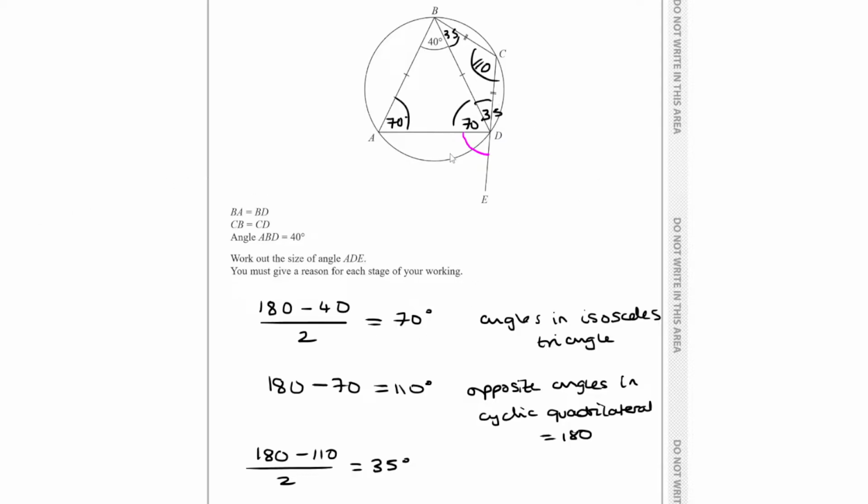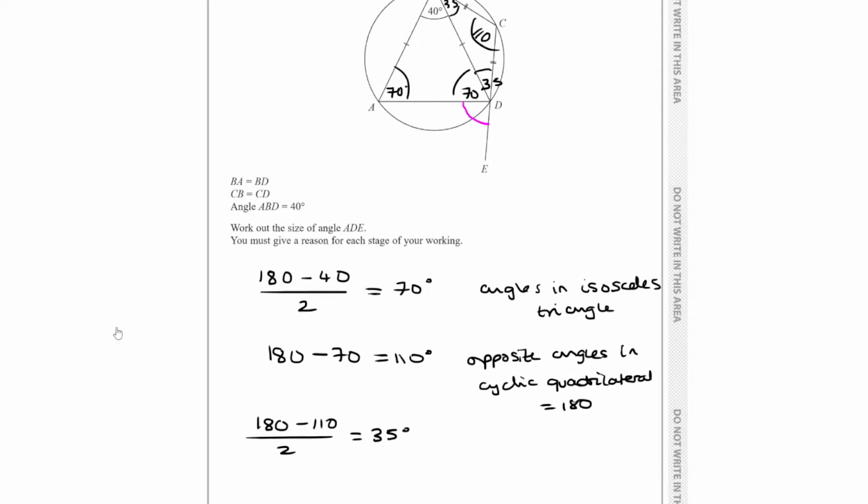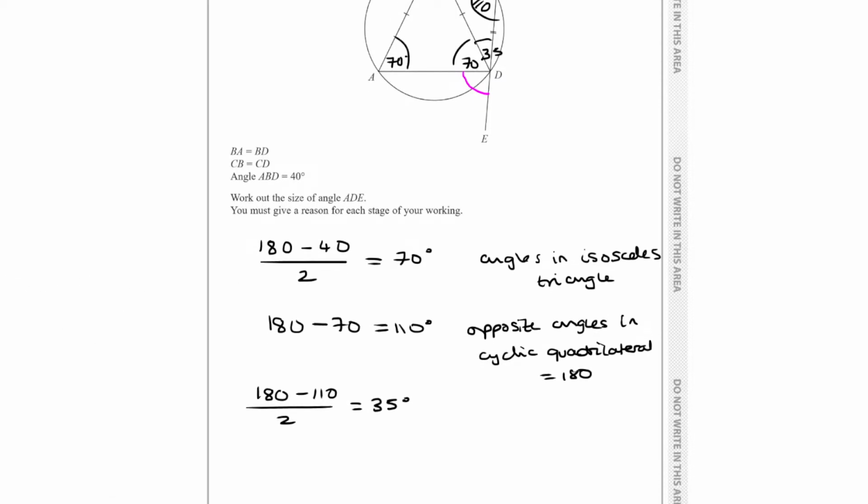And then finally, this is all on a straight line, isn't it? They said CDE is a straight line, so the last thing is just to work out from the straight line. It's basically loads of 180s: 180 minus 70 and the 35. So as you've said, guys, it's 75. Make sure you write down at least two reasons, I would say. That's probably what I would write.